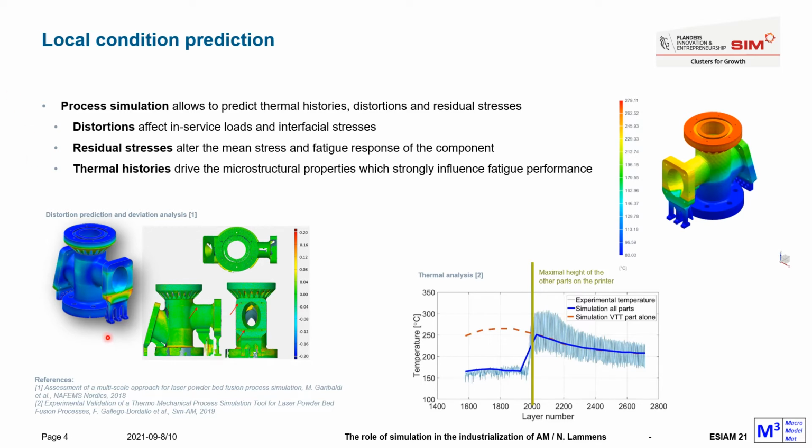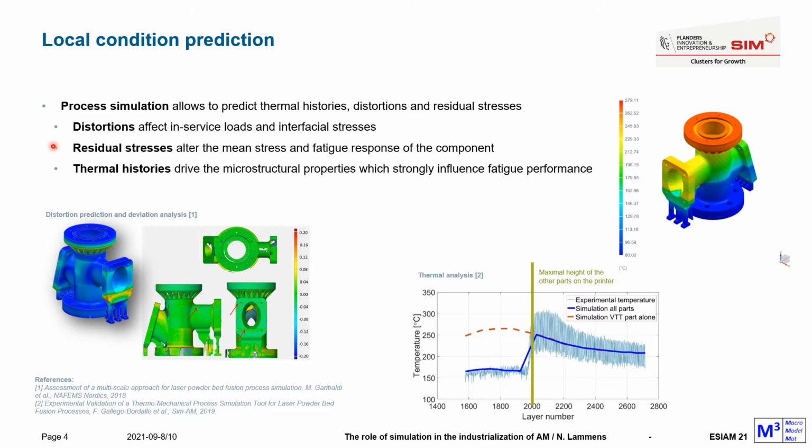The picture on the left shows a distortion prediction as well as a deviation analysis where the prediction is compared to an experimental measurement. For this specific component, you can see that the average deviation is less than 1/10 of a millimeter. The residual stresses in the component will act as a mean stress, and we know that in terms of fatigue performance, mean stresses are very important to take into account.